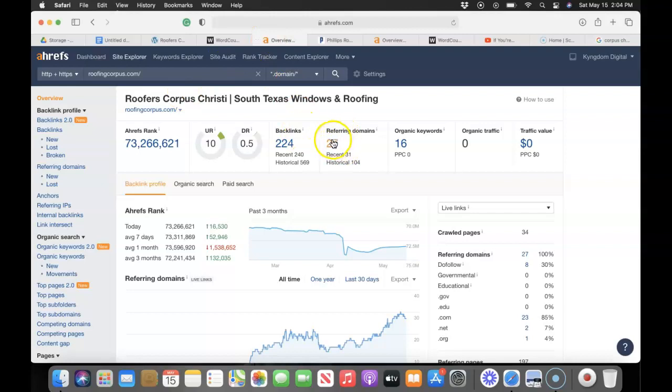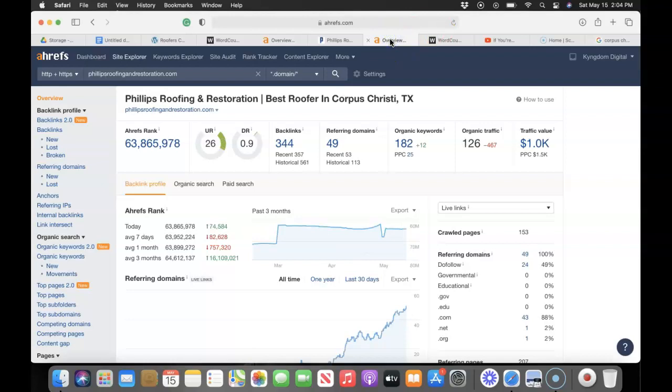Now, I see you guys here have 27 referring domains giving you 224 backlinks. Your domain rating on a scale of 1 to 100 is a 0.5, and your URL strength score on a scale of 1 to 100 is a 10. And so these two combined give us a pretty good idea of how much trust you currently have with Google. Phillips Roofing and Restoration, of course, I had to see where they were too, and I see they have 49 referring domains, giving them 344 backlinks. I can see a domain rating of a 0.9 and a URL rating strength score of 26, and these are both, again, on a scale of 1 to 100.